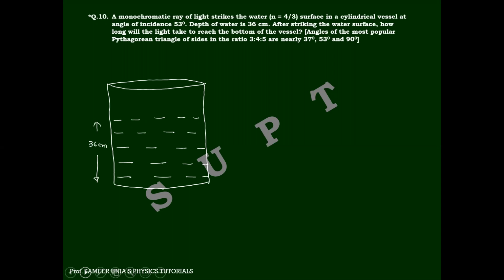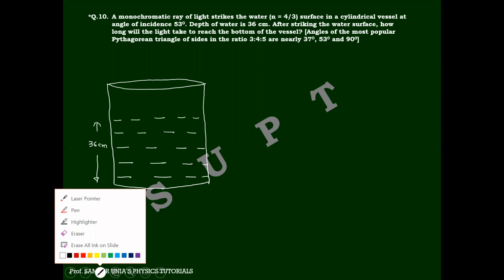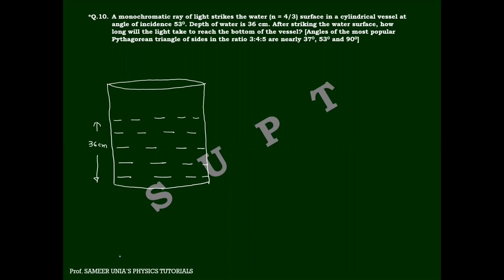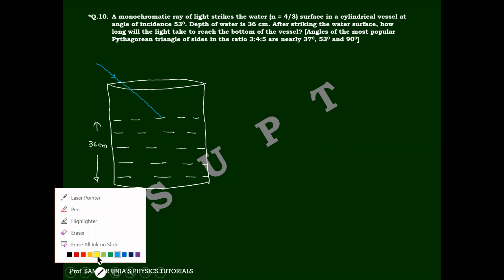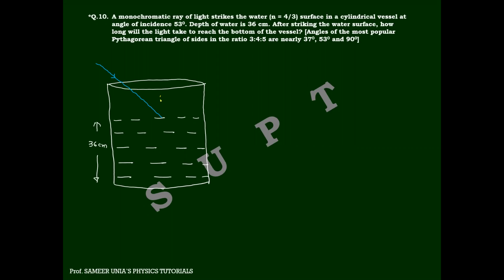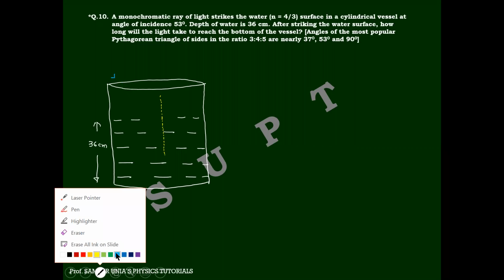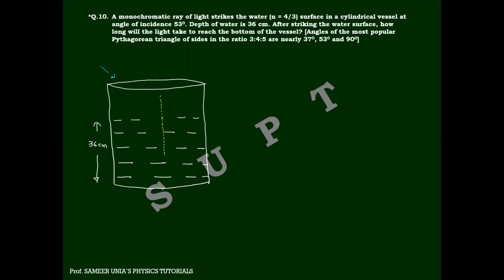So now when the ray of light comes on it at an angle of incidence 53 degrees, the ray of light is coming like this, and this will be the normal. Angle of incidence is always made with respect to the normal. The ray will come like this, and this is 53.